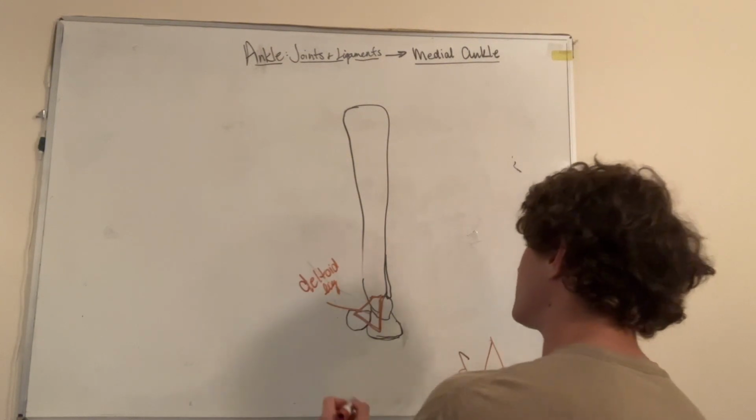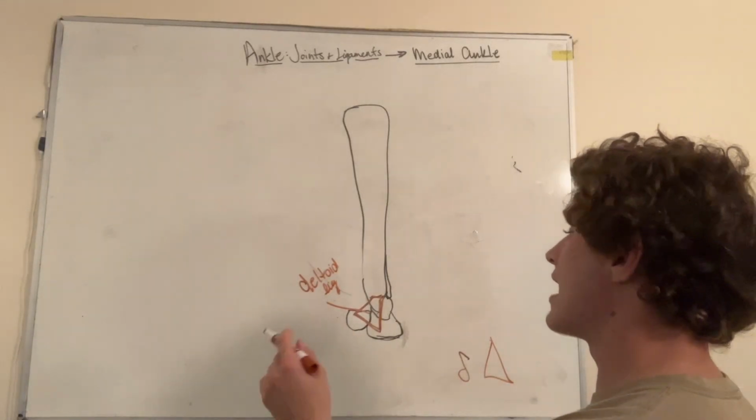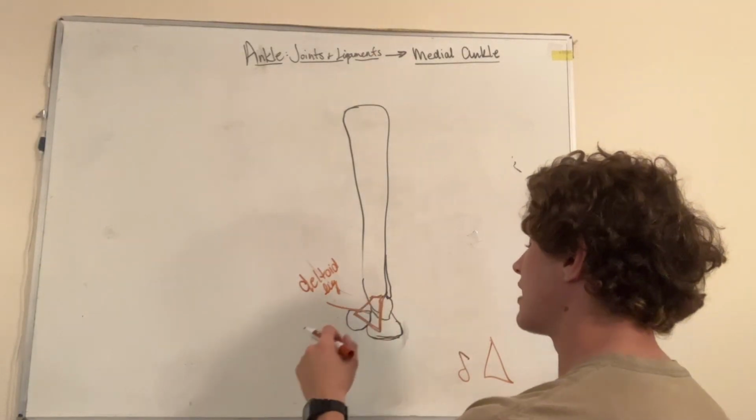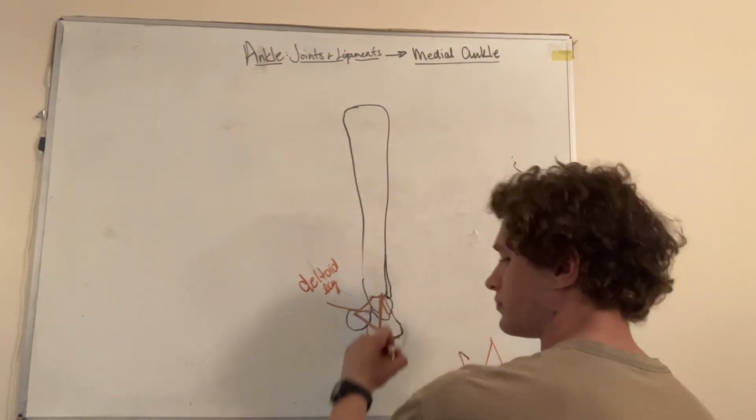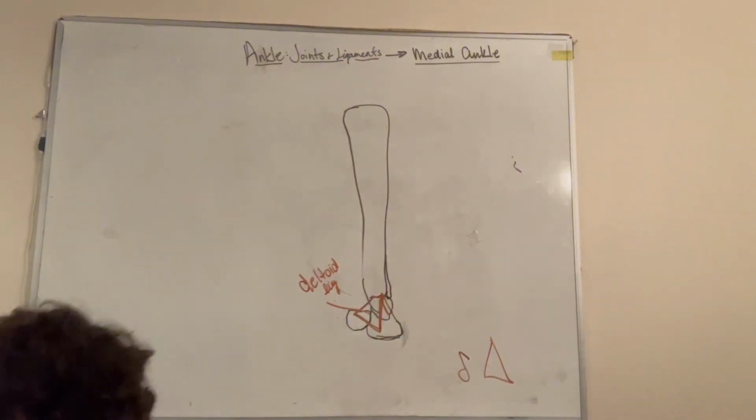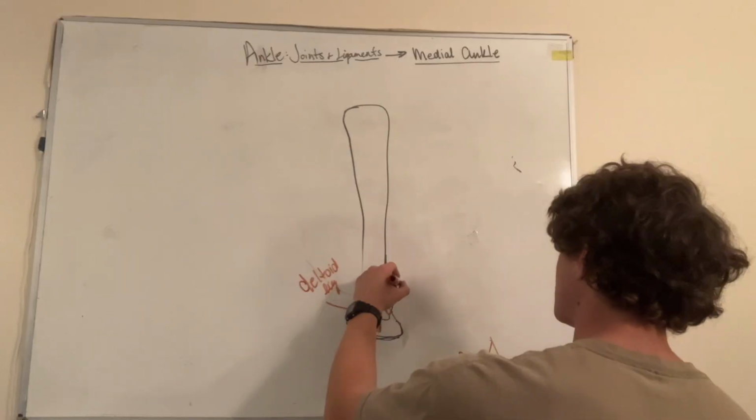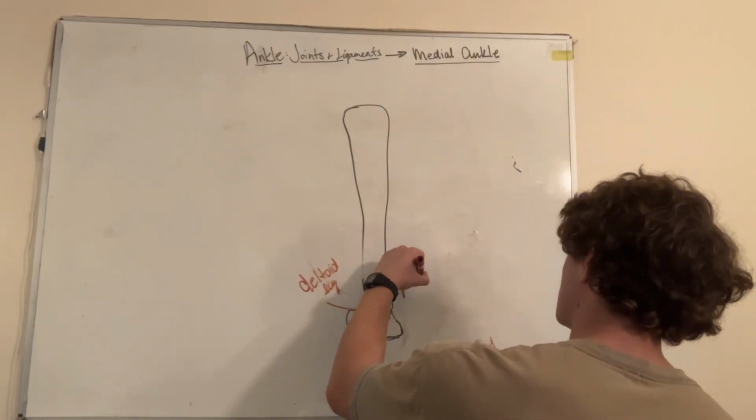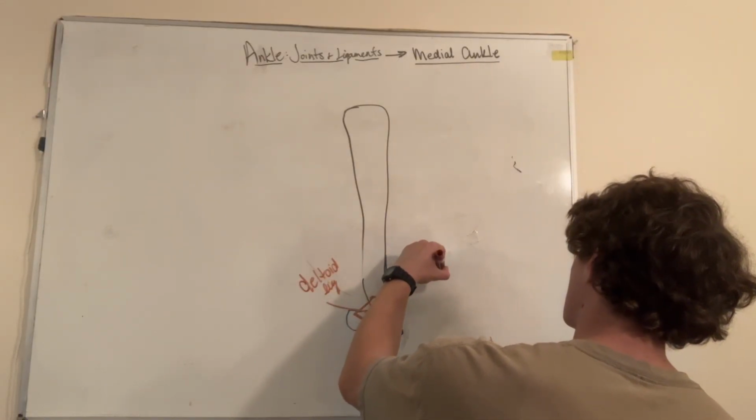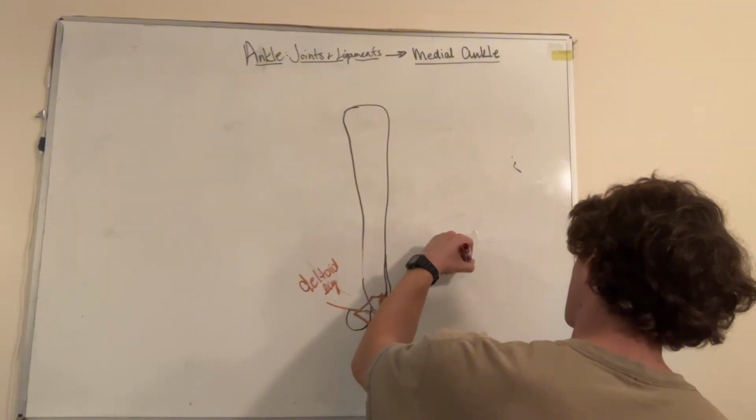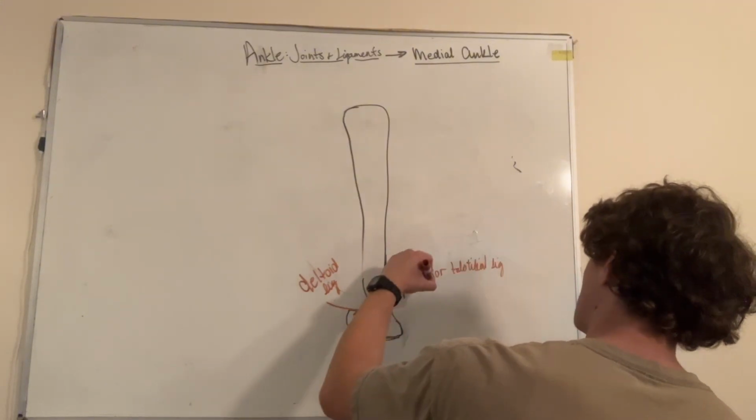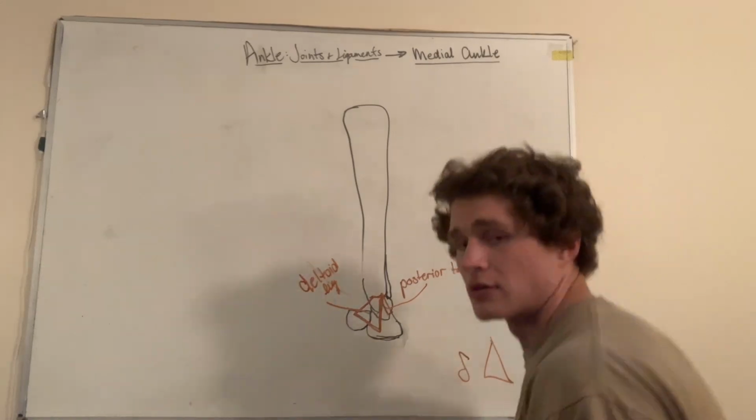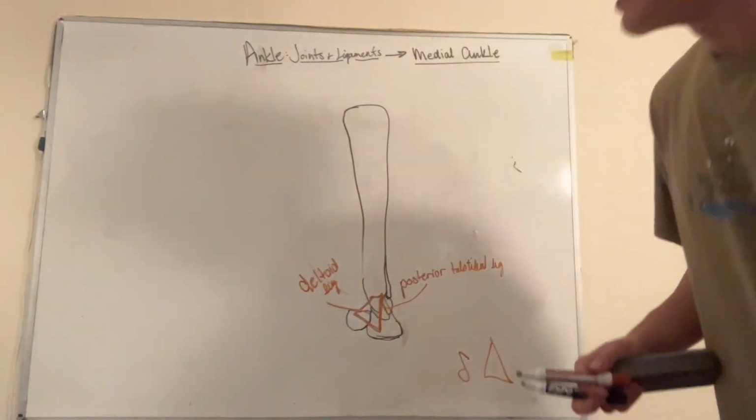Okay, next we have the posterior talotibial ligament. Make sure I'm right there. Yep, posterior talotibial ligament. All right, so that's pretty quick and dirty. That's about it for that.